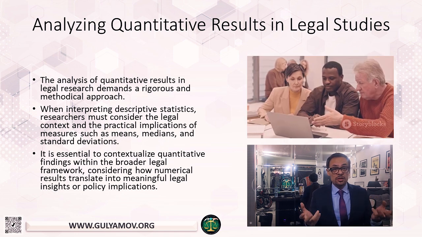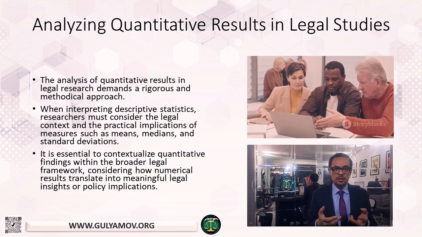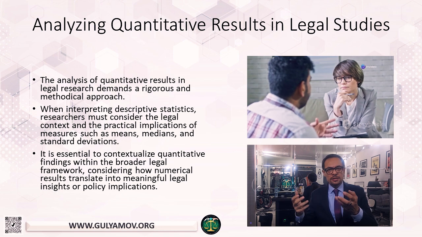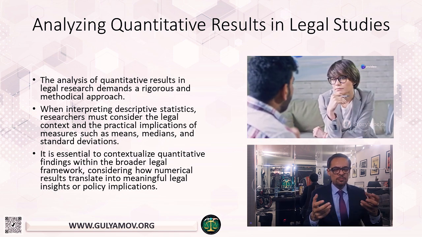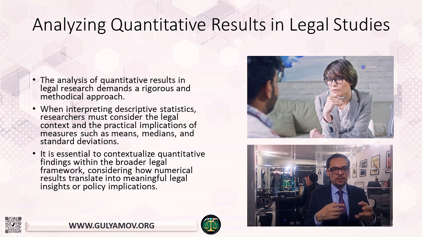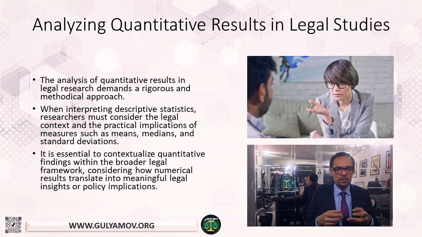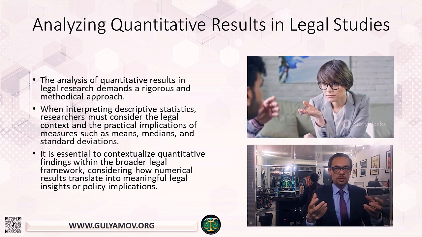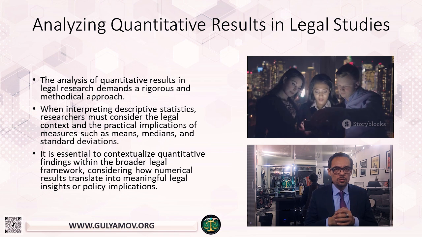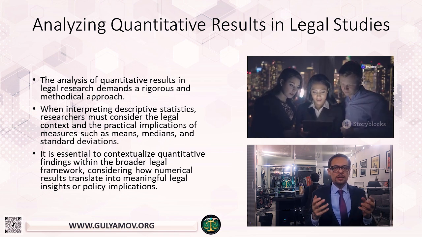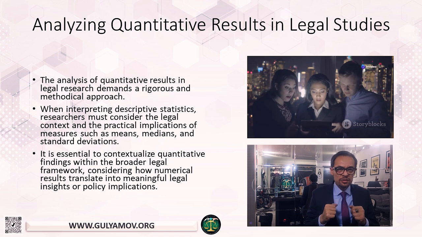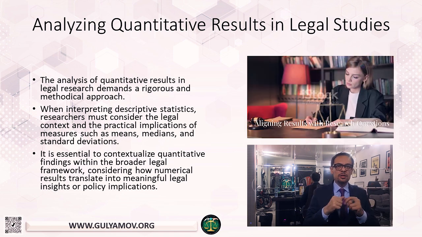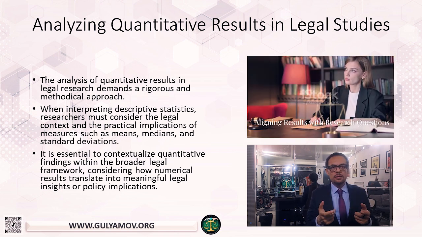Inferential statistical results require careful interpretation, with particular attention paid to p-values and confidence intervals. While p-values below 0.05 are traditionally considered statistically significant, legal researchers should avoid over-relying on this threshold and instead consider the magnitude of effects and their practical significance. Effect sizes, such as Cohen's d or odds ratios, provide valuable information about the strength of relationships between variables and should be reported alongside significance tests.